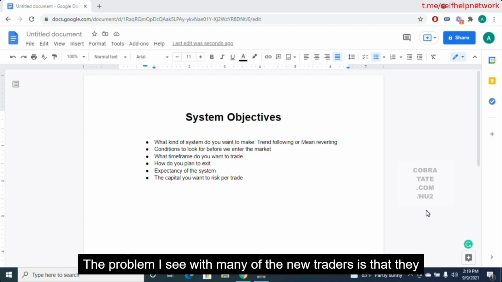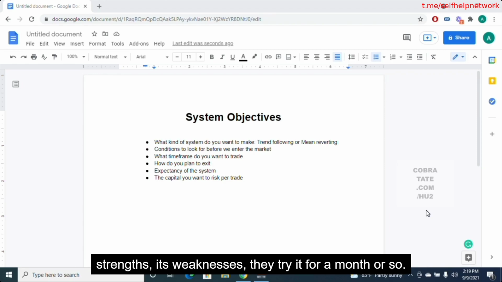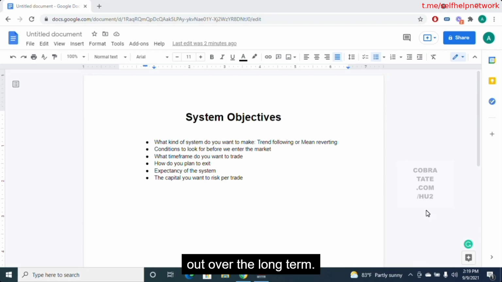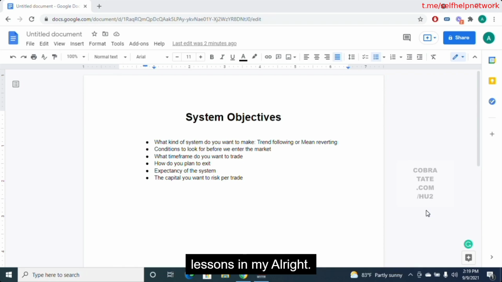The problem I see with many of the new traders is that they pick up a system, they don't fully understand its strengths and weaknesses, they try it for a month or so, and if it doesn't work, they move to a new system. This cycle keeps repeating itself, and many such traders lose out over the long term. So this lesson is simply to decide what kind of system we want to create while keeping in mind our basic understanding of price movement, which we learned in the first two lessons.